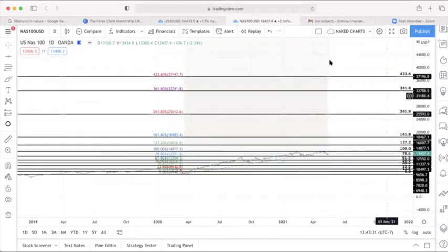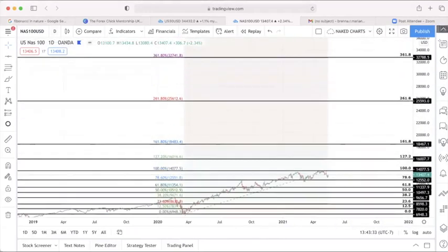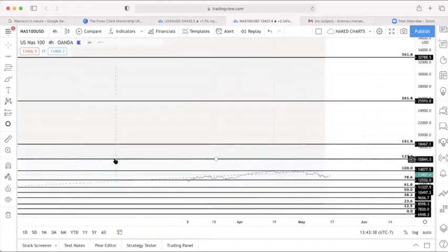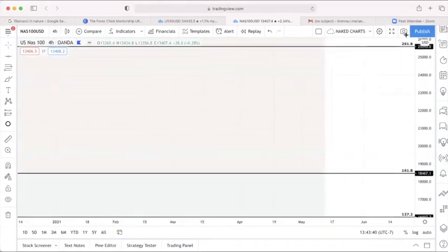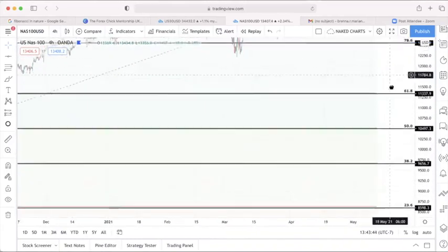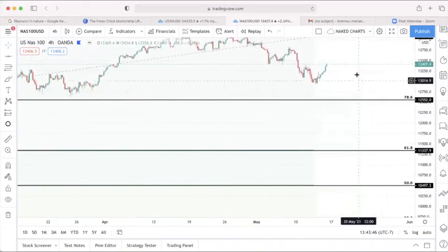I'm going to stop there because I just am. Let's go down to the smaller time frames. Okay, so because the 4 hour is, I mean, we could do this. Let's do it. Why not?